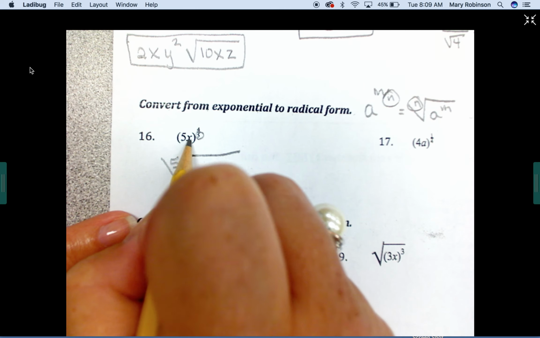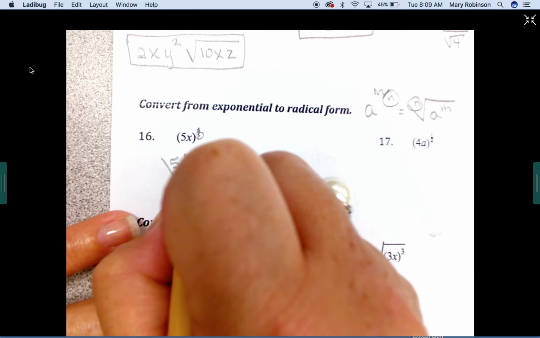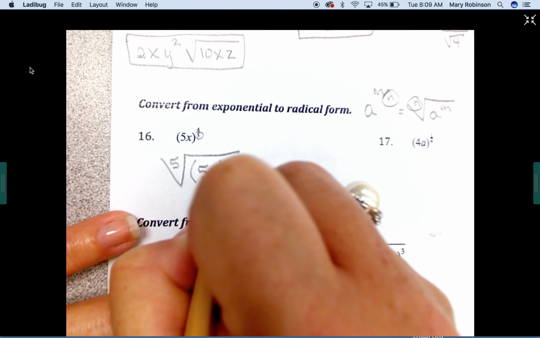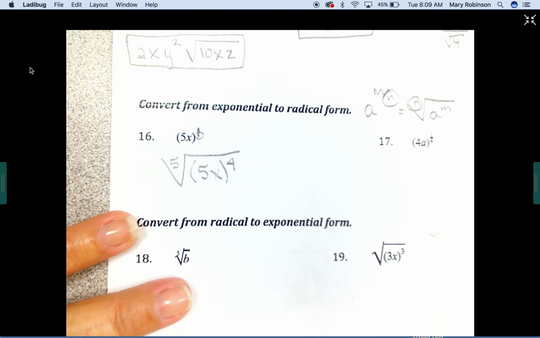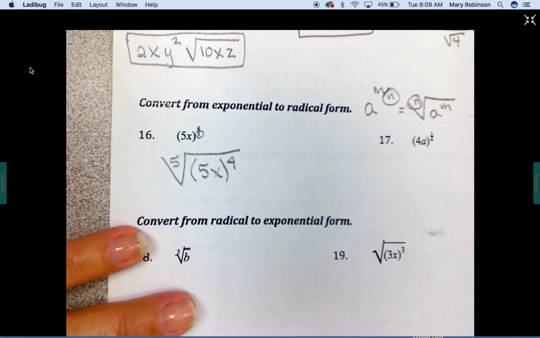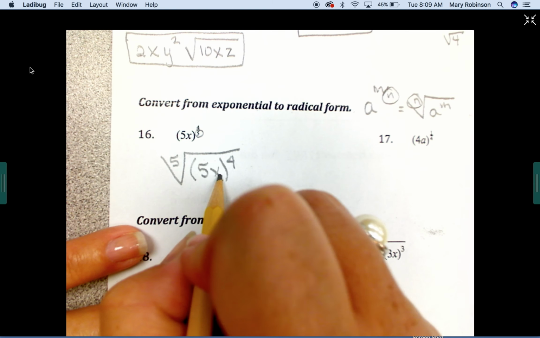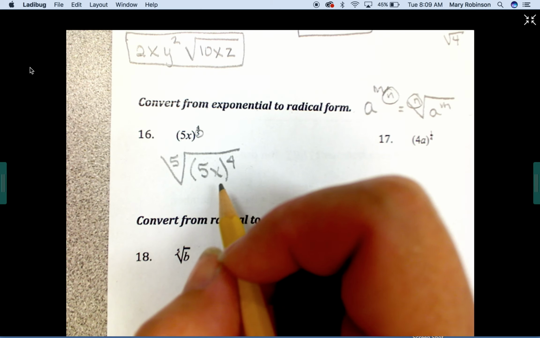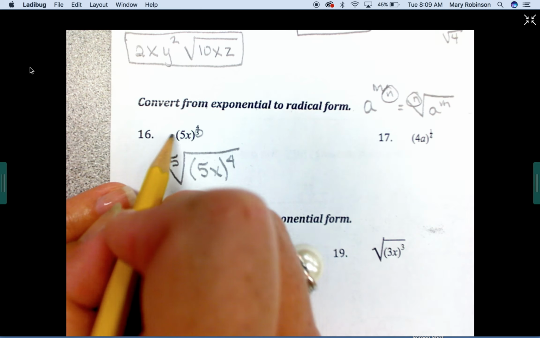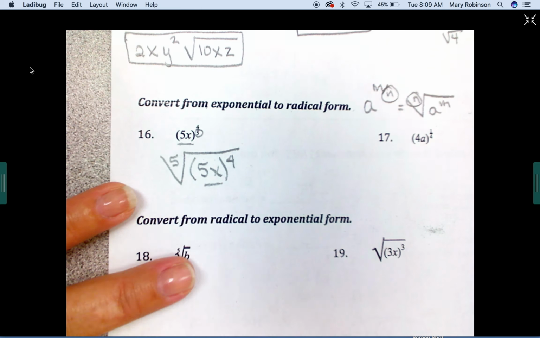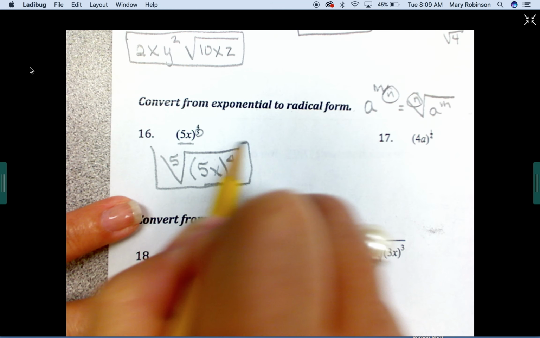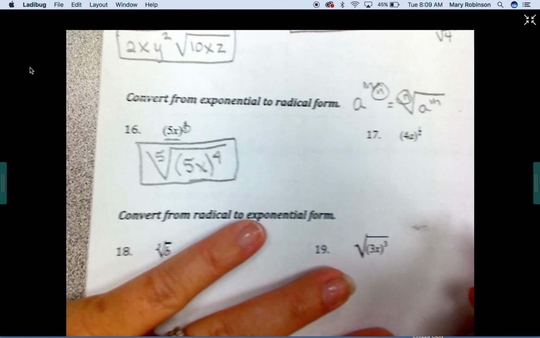If I have a quantity in parentheses raised to the fourth, and I do not put the whole 5x in parentheses, it will be wrong, because then only the x would be raised to the fourth power instead of the 5 and the x. So make sure you put parentheses. If this has parentheses, make sure this has parentheses. And that's it. That's all you're asked to do, is rewrite it in radical form.